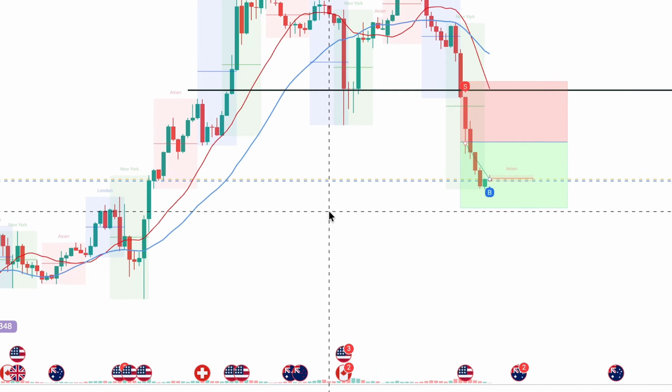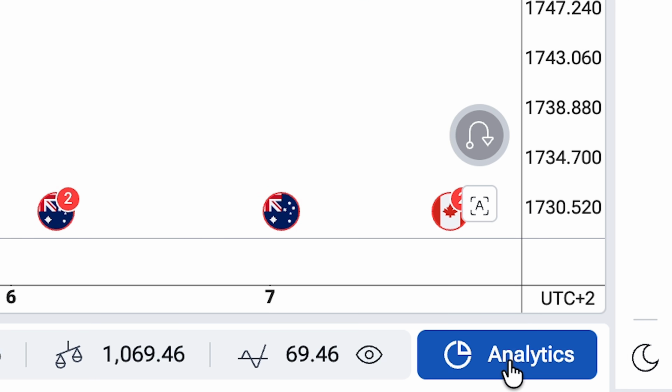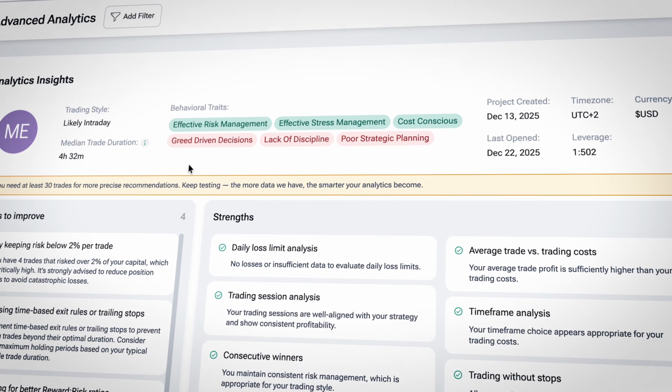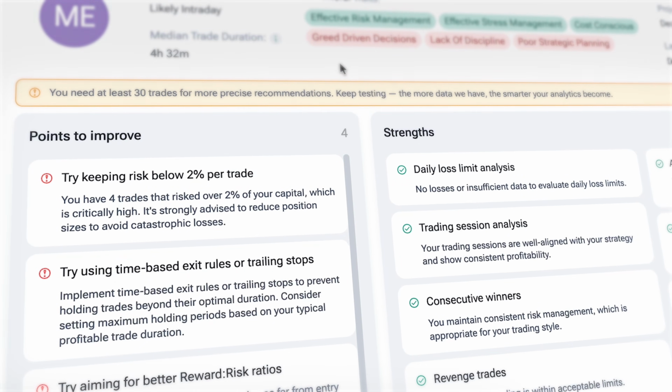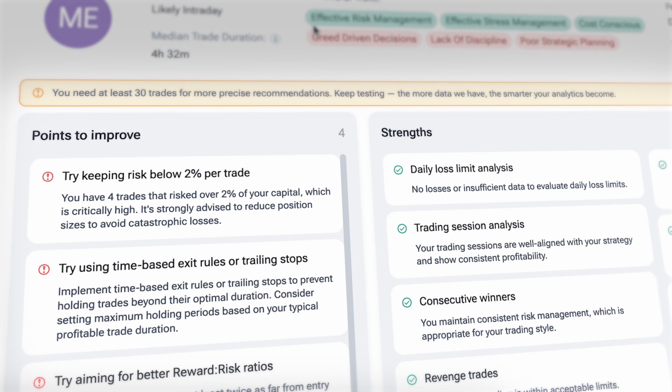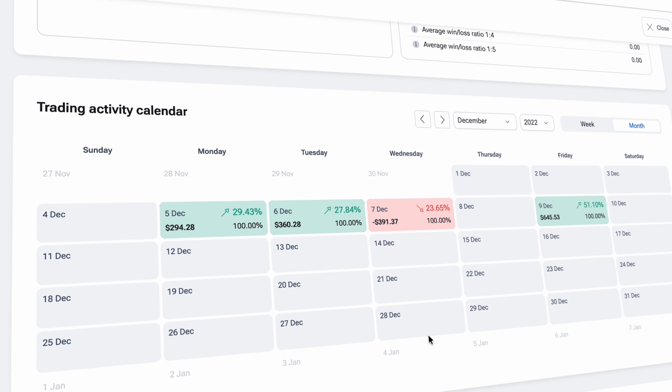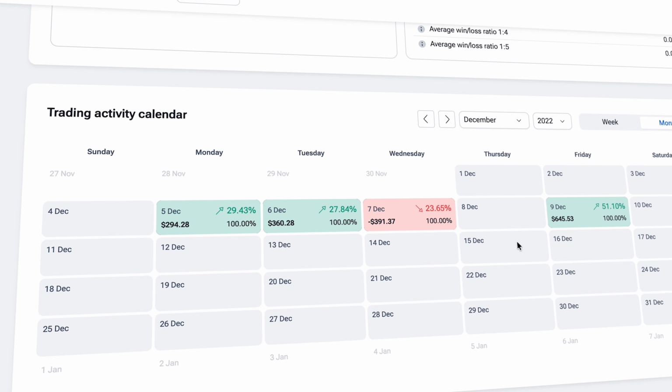Now that I'm done, I can go ahead and check the analytics of the backtesting I've just done. You have to click at the bottom right hand corner to get the analytics, and it will give you everything that you did right and what you need to improve on. It tells me my strengths, gives me performance analysis on all my trades, and also my activity calendar during the course of this backtest. Okay, so now I'm done with backtesting my strategy.